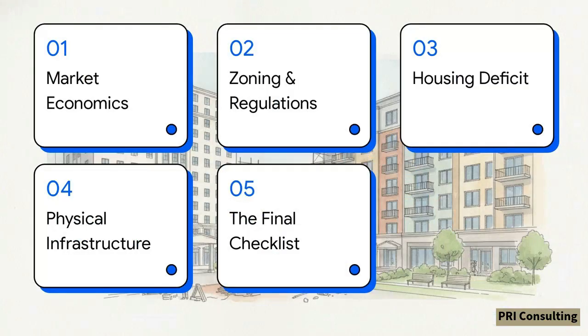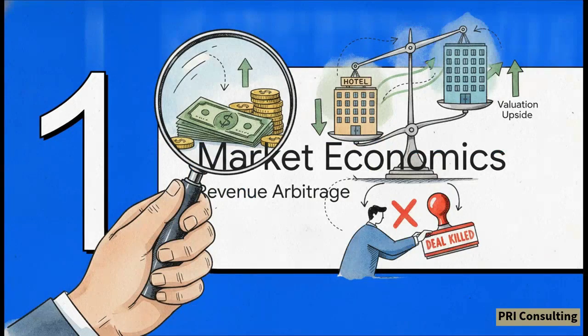To figure out if an asset is actually feasible to convert, an analyst has to stress test the property using a strict 5-part diagnostic journey. We'll be looking at market economics, zoning and regulations, the housing deficit, physical infrastructure, and finally, the final checklist. Let's dive right in. All right, Phase 1, market economics and revenue arbitrage.